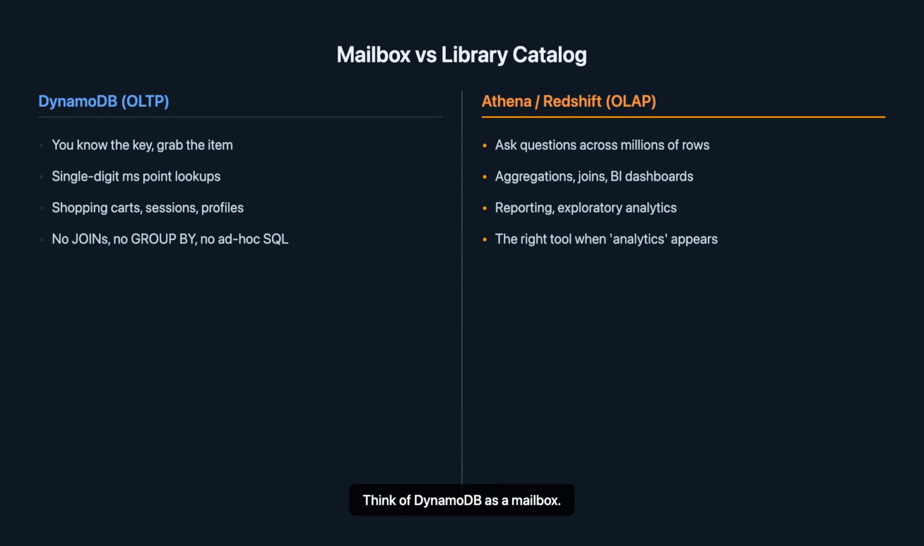Think of DynamoDB as a mailbox. You know the address, you grab the letter instantly. That's exactly what it does. Point lookups by key in single-digit milliseconds for things like shopping carts, sessions, and user profiles. There are no joins, no group by, no ad hoc SQL.